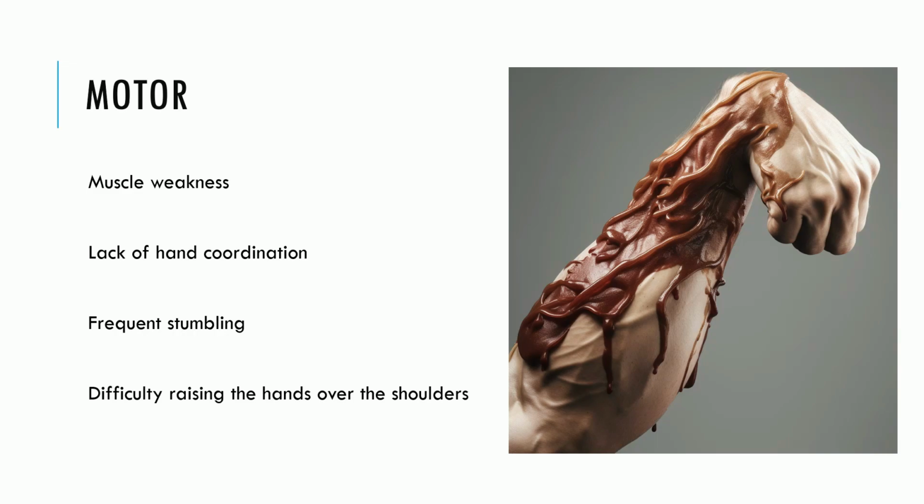And this motor neuropathy is, of course, the alteration of the nerves that lead to our muscles, and thus our muscles stop working, with muscle weakness, lack of hand coordination and other parts of the body, frequent stumbling, as we were previously mentioning, and difficulty raising the hands over the shoulders in a more severe type of motor dysfunction. Now, this is more or less the order that we find them. However, a patient, of course, is presenting nerve damage in all of the nerves from the beginning of the disease.